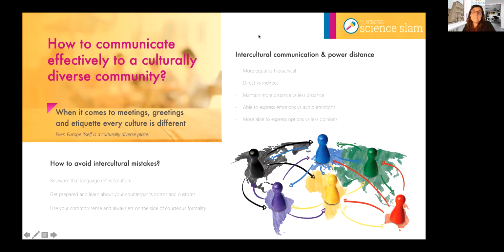Then, continuing on some other perspectives, there are cultures that maintain more distance versus cultures that maintain less distance. This could be something like being invited to someone's home, or planning a phone call, where you can expect to be asked about how are you, how's your personal life, how is the family.